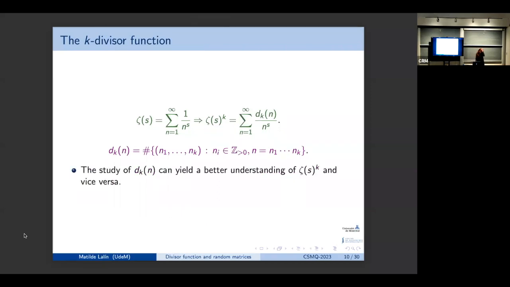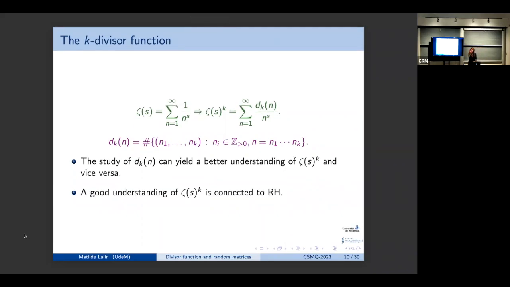And so, well, this is kind of an obvious statement given the first line, but understanding d_k(n) is associated to understanding the k-th power of zeta, okay? And understanding the k-th power of zeta is associated to d_k(n). So basically there are two motivations here. You could be interested in d_k(n) for the sake of d_k(n), but you could also be interested in it because you are interested in powers of zeta. And understanding the powers of zeta, I'm not going to discuss this, is connected to understanding the Riemann hypothesis better. So it's actually pretty important to understand this d_k(n).